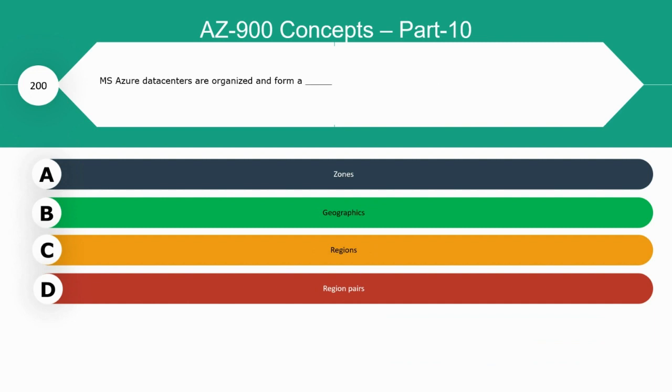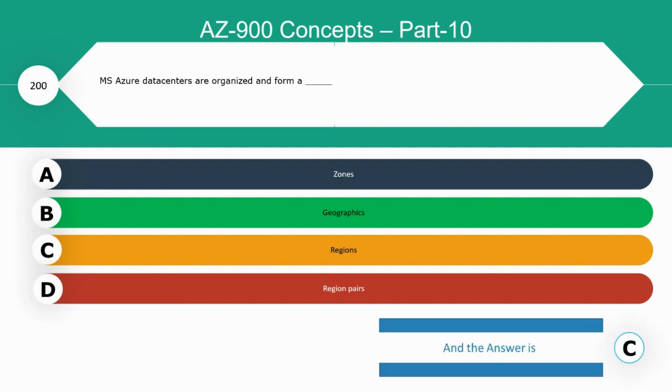Next question, Microsoft Azure data centers are organized to form a zone, geography, region, or region pair. We have already seen a similar question, slightly reworded, in the past. Here, multiple data centers form an availability zone, and multiple availability zones form a region. In the given set of answers, there is no mention of availability zone, and so the next level is region. That is the correct answer. That is option C is the correct answer.